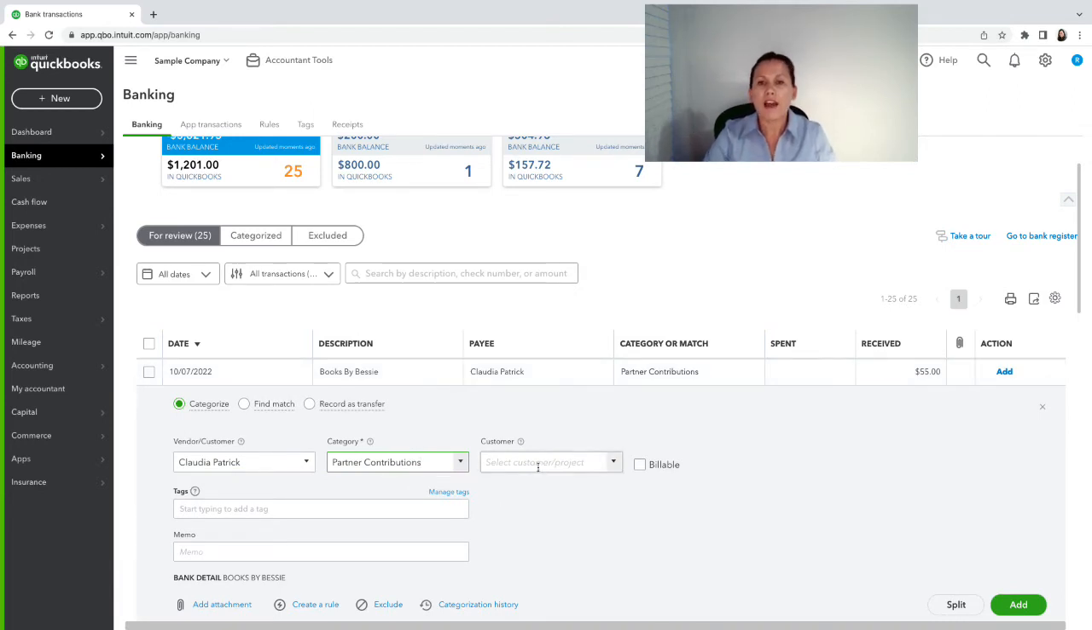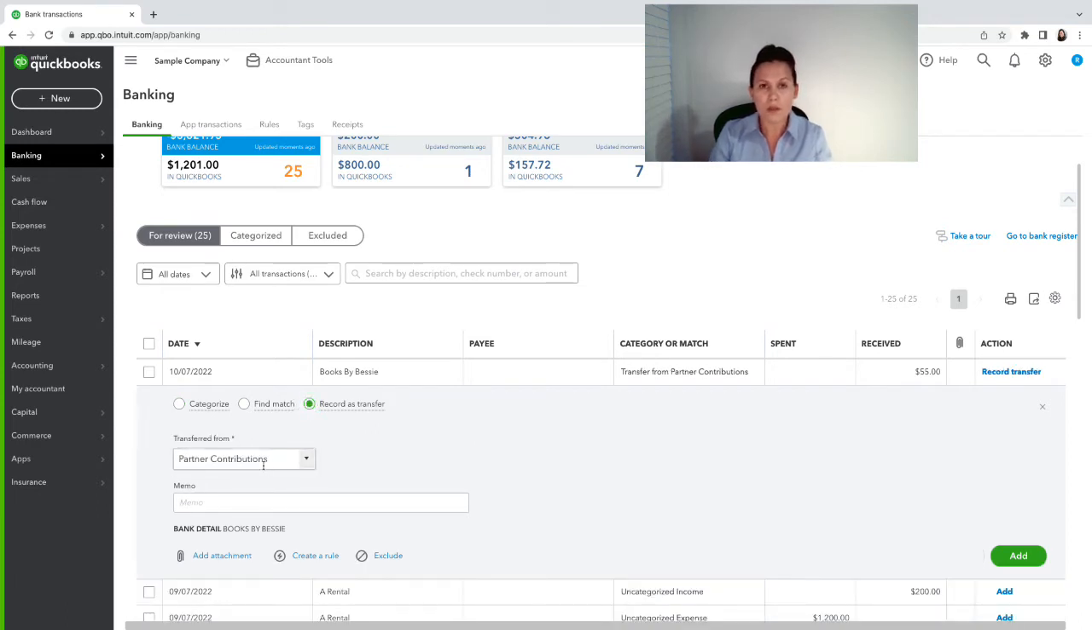All right. I don't have to put a customer in here, because a customer is if I am accruing an expense on behalf of a customer. But that's not the case. This is just partner contribution. If I record it like this, it's the same thing as recording as a transfer and just putting it into partner contribution. There's absolutely no difference. It does the same thing. So you can do either, because you're transferring from your bank account into an equity account, or if it's another bank account or liability account, you can do it as a transfer or categorize. No difference.